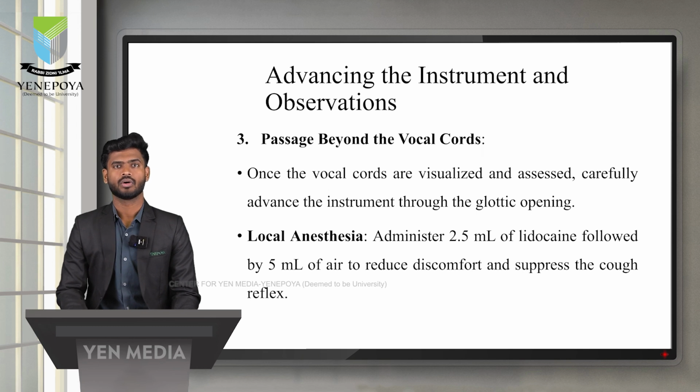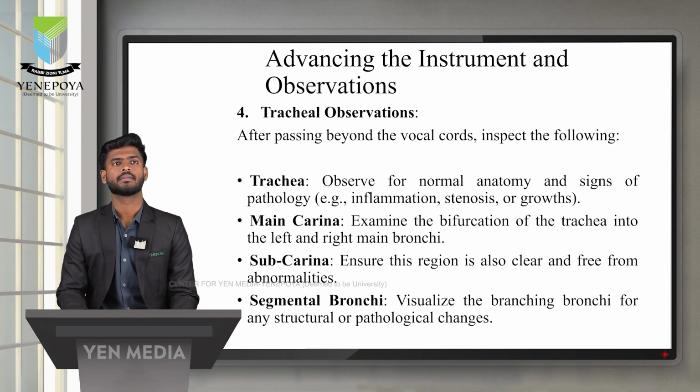Once the vocal cords are visualized and assessed, carefully advance the instrument through the glottic opening and then administer 2.5 ml of lignocaine followed by 5 ml of air to reduce discomfort and suppress the cough reflex. After passing behind the vocal cords, inspect the following sites: trachea, main carina, subcarina and segmental bronchi.